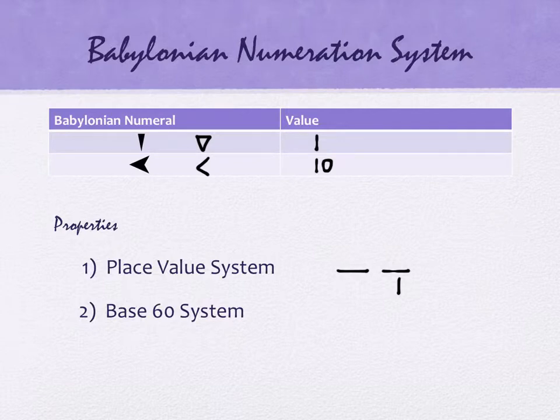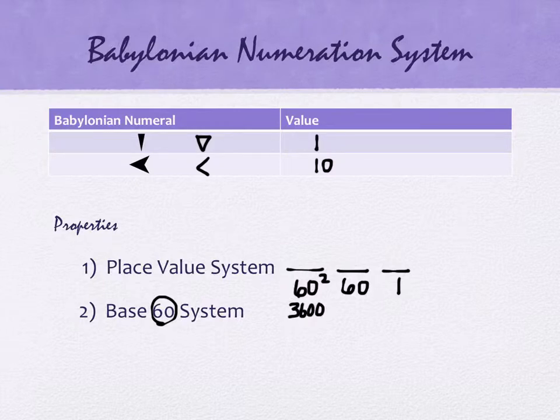Well, they have a base 60 system. So they have the 1s place, but then instead of the 10s place, they have the 60s place. Instead of 10 squared, they have 60 squared. And 60 squared is 3,600, just to keep everybody on the up and up. Okay. So their place values are a little bit different.